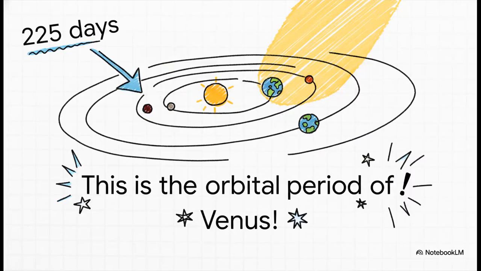And here is the absolute coolest part. 225 days isn't just some random answer in the back of a textbook. It's the actual, real-world orbital period of Venus. The mystery planet from the problem? It was Venus hiding in plain sight the whole time. We just used nothing but pure physics to figure out the length of a year on our celestial neighbor.